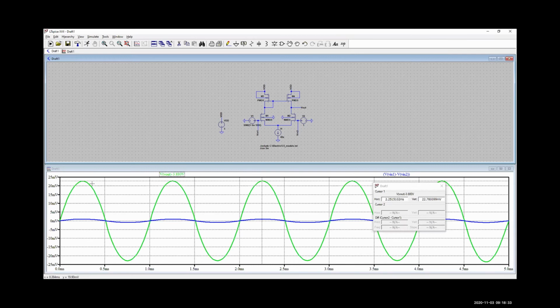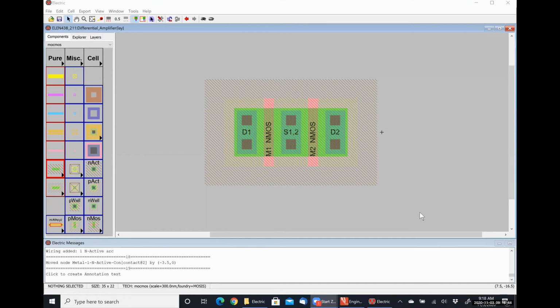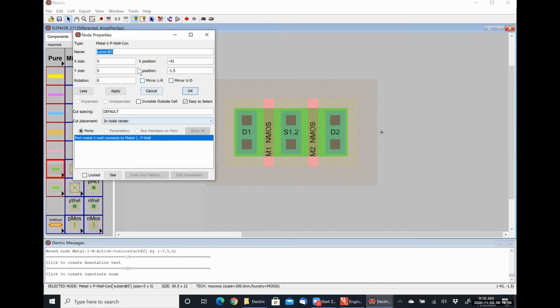All right. So that means I'm going to carry on with putting a guard ring there, just because it's good practice. All right, so let's see. I need to connect to the P well. And let's make this 20.